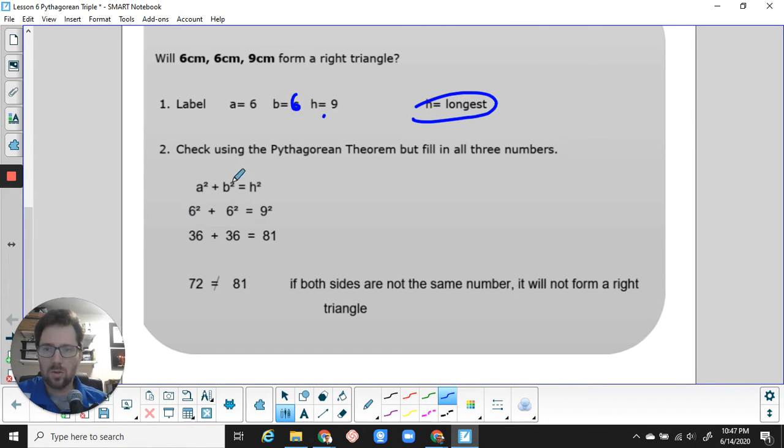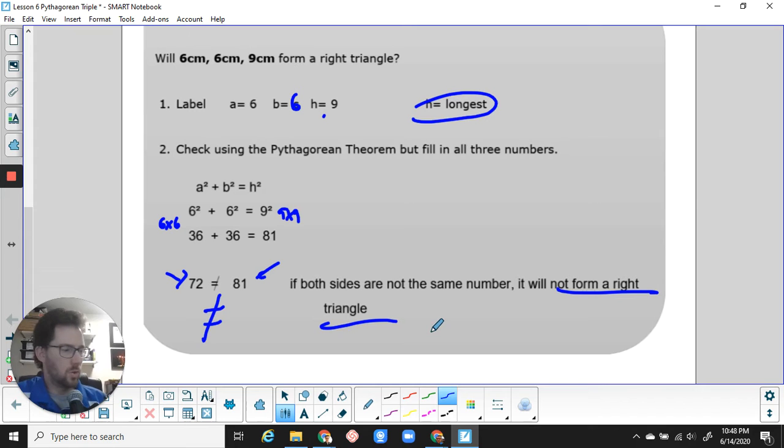Okay, so we're going to try this out. A squared plus b squared equals h squared. 6 squared plus 6 squared equals 9 squared, and we multiply that out. 6 times 6 equals 36, plus 36. 9 times 9 equals 81. We see 72. If you see an equal sign with a line through it, that means does not equal 81. Obviously, 72 is not 81. So if both sides of this equation are not the same number, it's not going to make you a triangle.